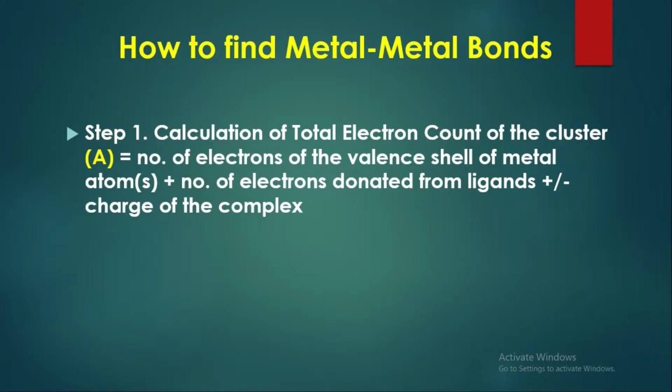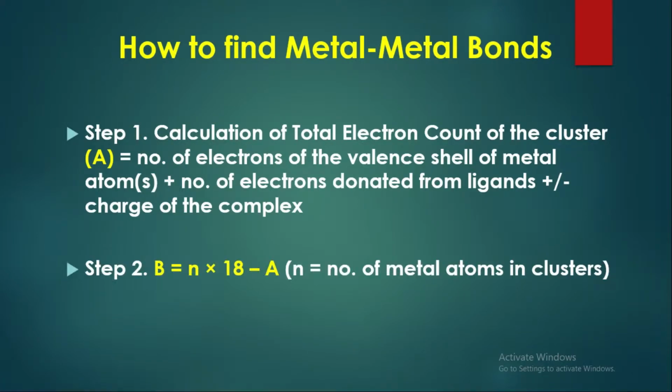A consists of the number of electrons in the valence shell of the metal atoms, there will be more than one atom, plus the number of electrons donated from the ligands, and again that will be adjusted by the charge of the complex. If the metal complex is positively charged, then the charge is subtracted from the value, and if it is negatively charged, then the charge is added.